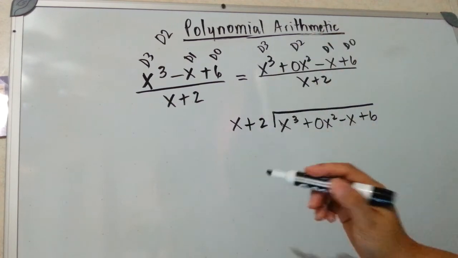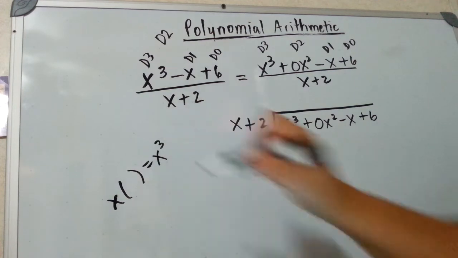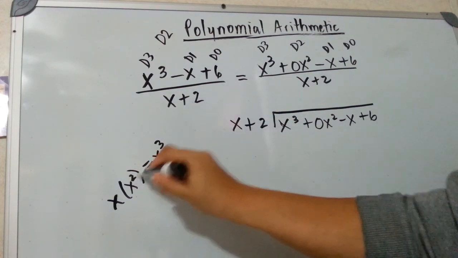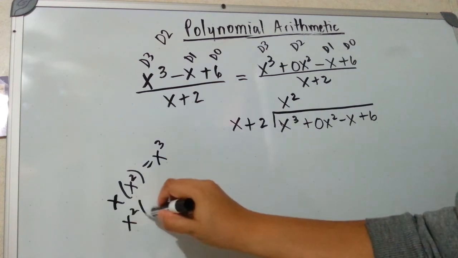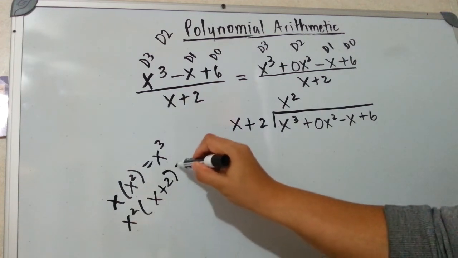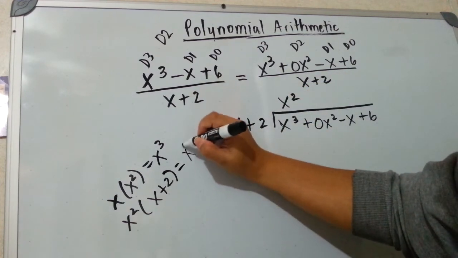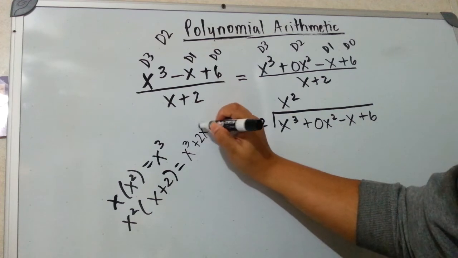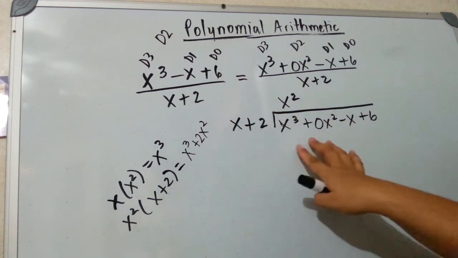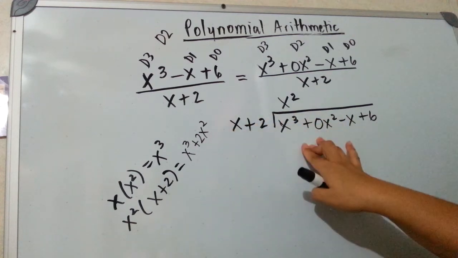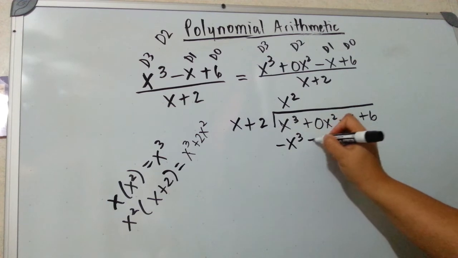Now ask yourself, x times what gives me x cubed? Well, x squared does, right? So you need x squared. Now multiply x squared times your divisor. You get x cubed plus 2x squared. Remember, when we place it over here, we have to change the signs. Since they're both positive, they're both going to become negative.